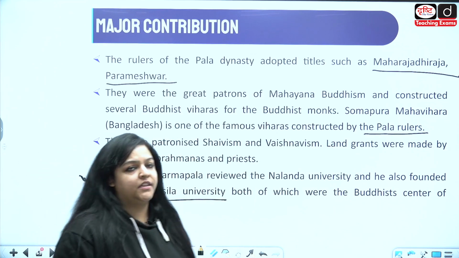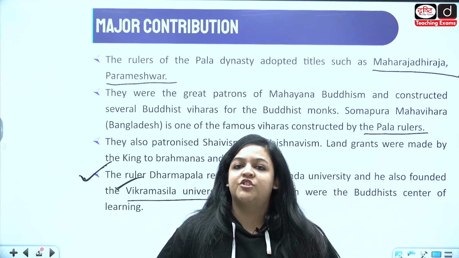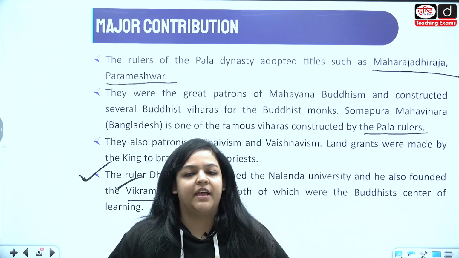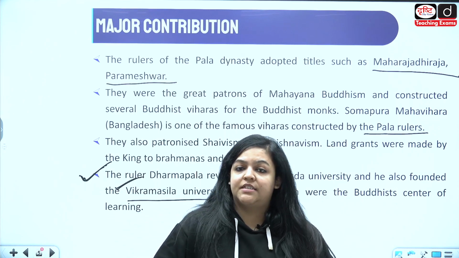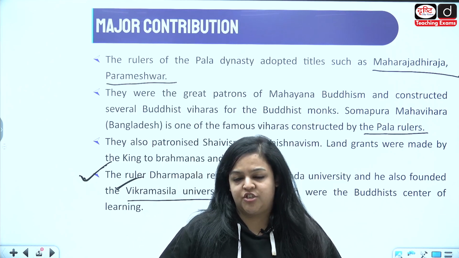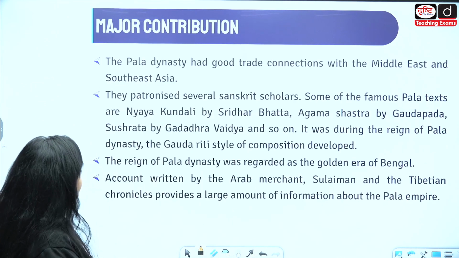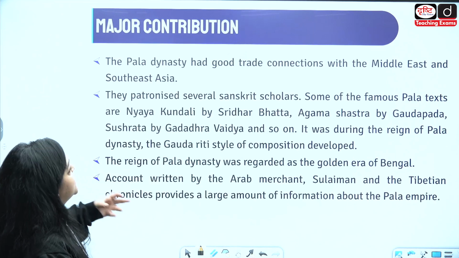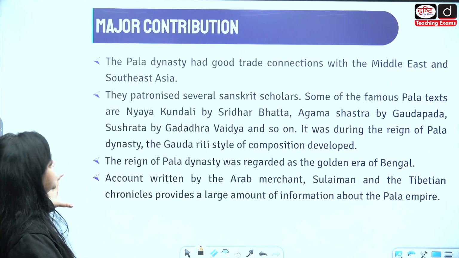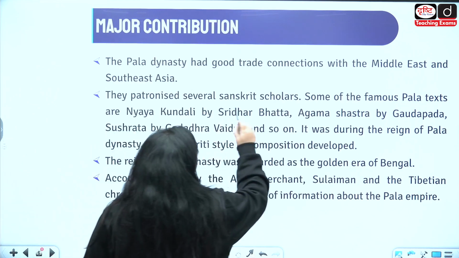So you can see that they were, yes, centers of Buddhist learning, but they were some of the greatest universities which India has produced in ancient India, right? Yes, they were destroyed by invaders, but you can see that the Pal dynasty has made some very significant contributions in the field of education, particularly Dharmpal. All right. Now, the Pal dynasty also had very good trade connections with Middle East and Southeast Asia. Fine. They also patronized Sanskrit scholars.